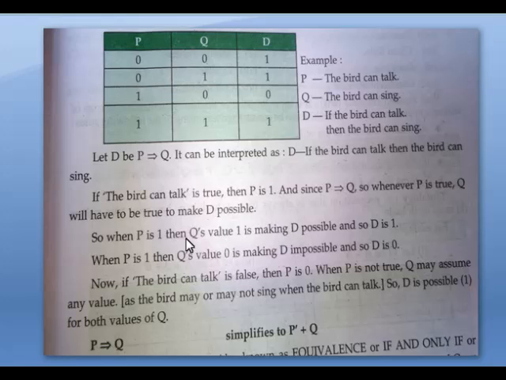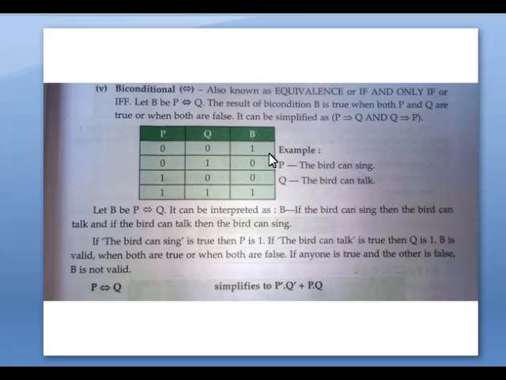The next one is biconditional, which means the arrow is on both sides. It is also known as equivalence, or if and only if, IFF. Let B be P equivalent to Q, using the equivalence symbol. The resultant biconditional B is true when both P and Q are true or when both are false.